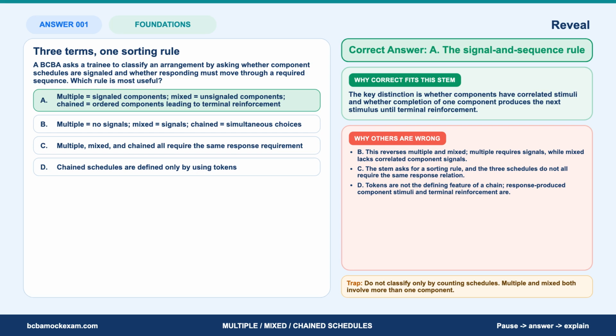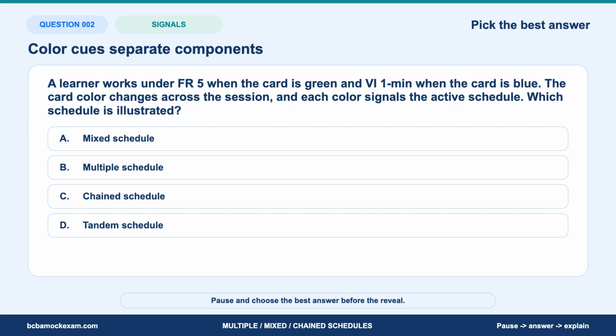Trap check. Do not classify only by counting schedules. Multiple and mixed both involve more than one component. Question 2. Do not answer from a number of schedules alone.